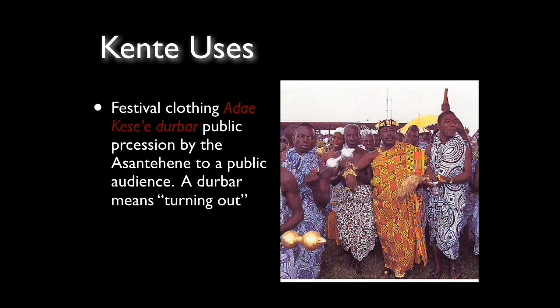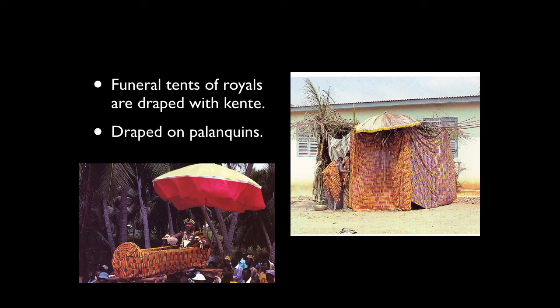Kente cloth is also an important symbol used when there are royal tents or palanquins where the royalty ride to these events, or when they have deceased and then their lives are celebrated. There's a special tent that's built outside the home of the deceased where the body is laid to rest while the funeral preparations are being made.